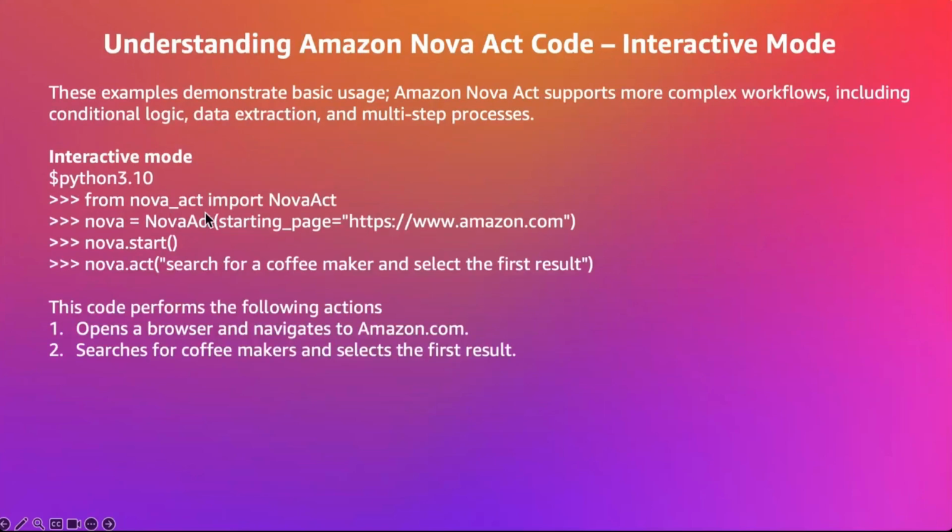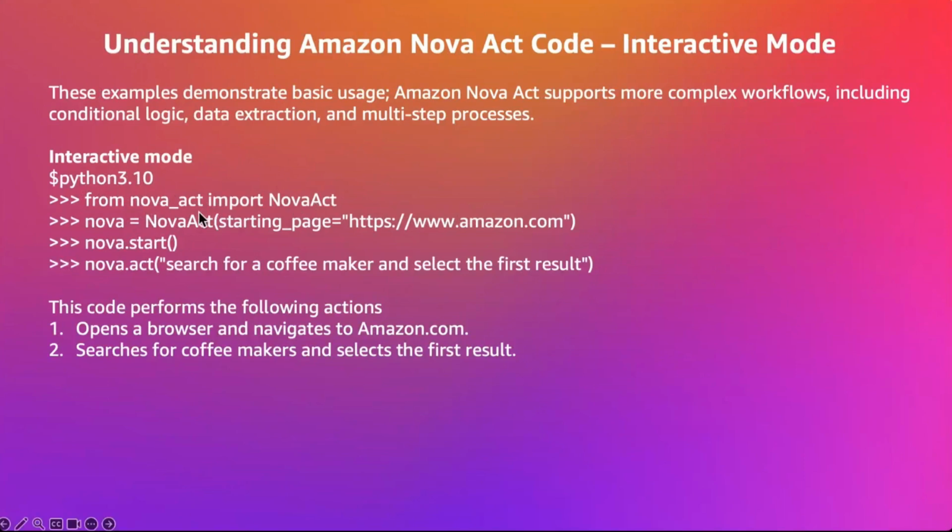So in this interactive mode, the main prerequisite for Nova Act is at least Python 3.10. This code will open a browser, navigate to Amazon.com, search for coffee makers, and select the first result.